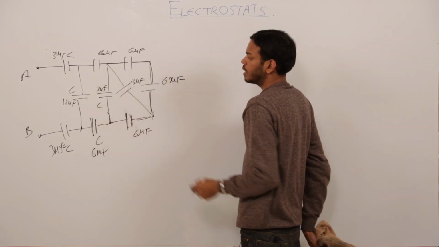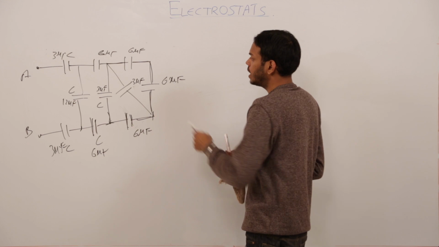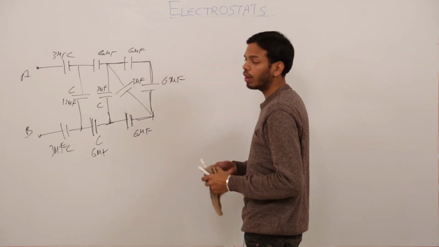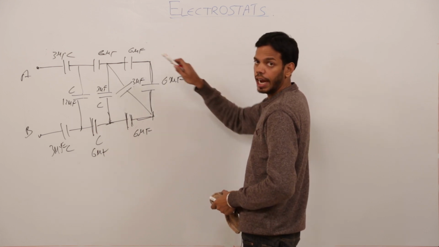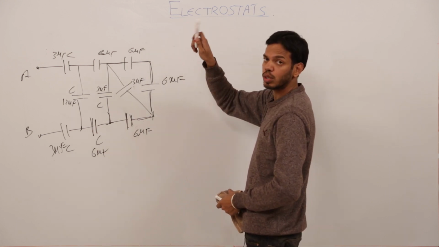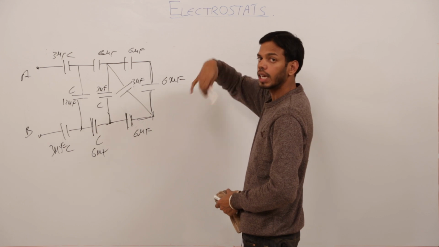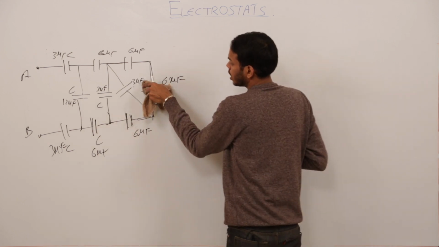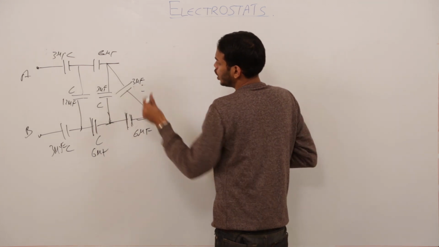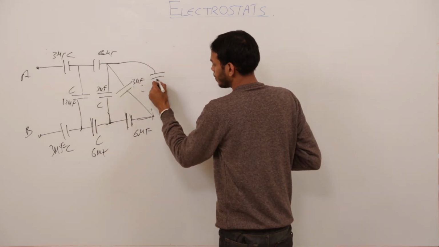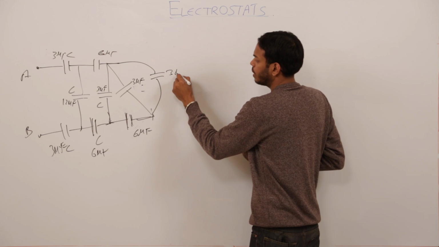These 2 are in series, so in series you can simply add these up and there will be a net capacitance. What will be the net capacitance of 6 and 6? It will be 1 upon 6 plus 1 upon 6, that is 2 upon 6, 1 upon 3, inverse 3. So instead of these 2, you can make just one of 3 microfarads.